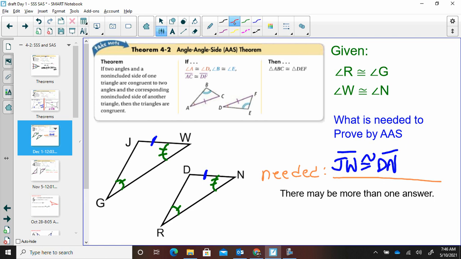Or, right, it can be more than one. Angle side, angle side. So I could have had JG congruent to DR. Okay, either one of those would give me the angle side, right? You need two angles and a non-included side. You don't need all four of these. You only need three. You need two angles in one of those sides.